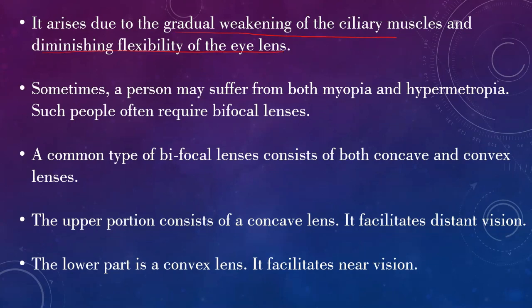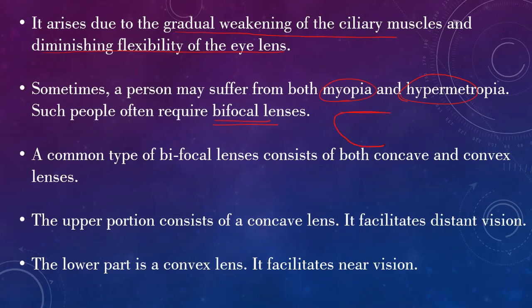Sometimes a person may suffer from both myopia and hypermetropia. Okay, for example, if you are all students, now if you have specs, your eye is myopic. But when you go to your old age in your 50s and 60s, you develop presbyopia, this hypermetropia. Now this condition wherein you have both myopia and hypermetropia, you will have to use bifocal lenses. What are bifocal lenses? Bifocal lenses are something like this.